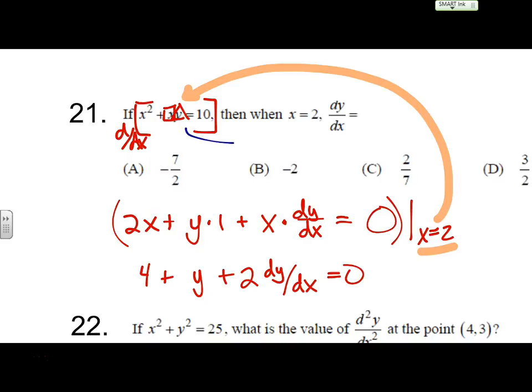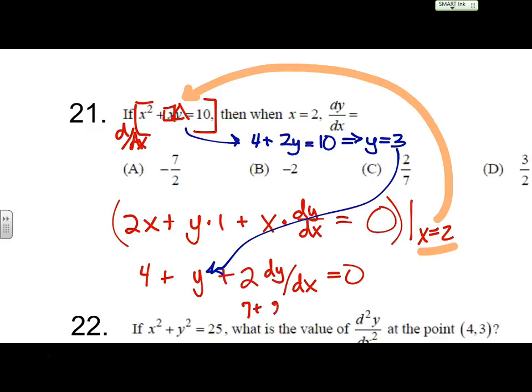So 2 squared, if you take that guy off to the side, 2 squared is 4 plus 2 times y, 2y equals 10. 10 minus 4 is 6. 6 divided by 2, what'd you guys get for y? Got it. Take him back, plug him in. 4 plus 3 is 7. 7 plus 2 dy/dx.